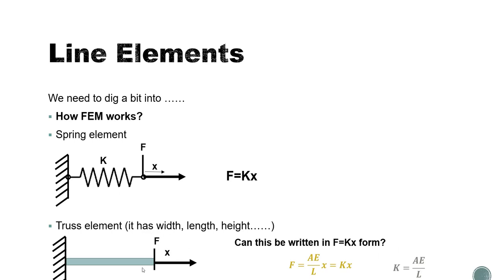So we can model this truss as line elements like springs, where K is defined in terms of area, E, and L. However, in this case, the line element cannot have sub-elements in the other two directions, which are the y and z directions. So the y and z directions are specified as properties of the line element, where it has all the information related to the area, elastic modulus, and length.